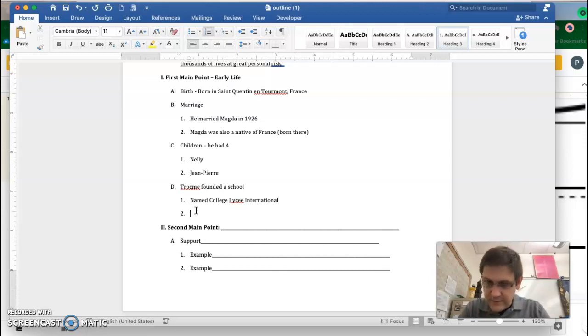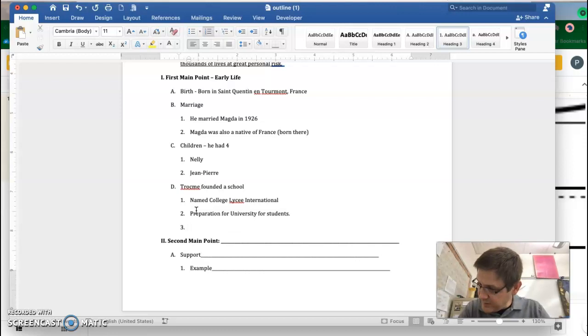My second point, preparation for university for students. It was a way for students to prepare for university. And my third point would be the school later took in Jewish refugees. Okay? And make these all sentences. As his second-born child. Okay?